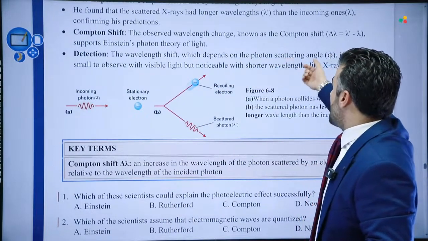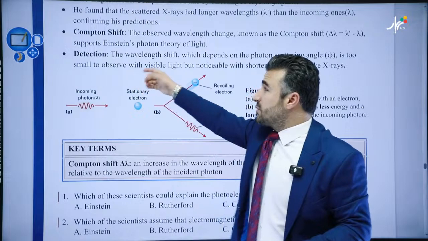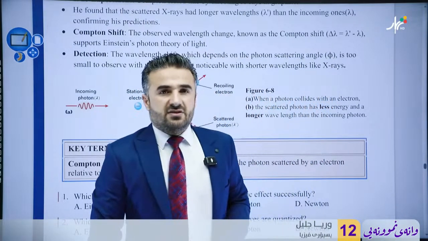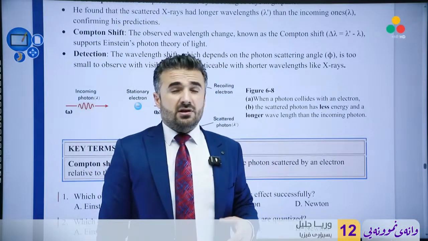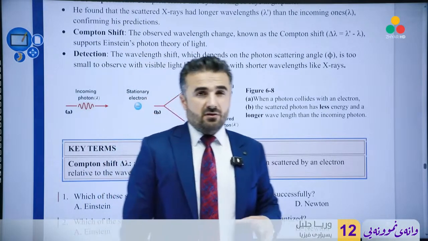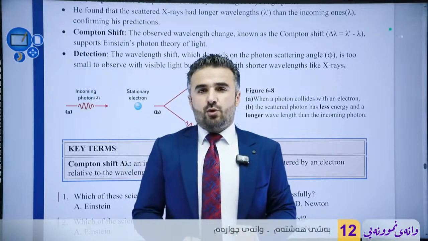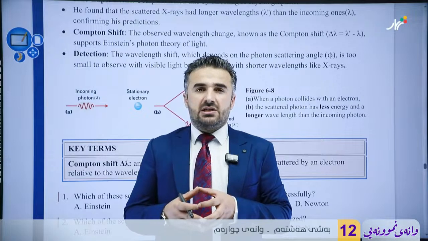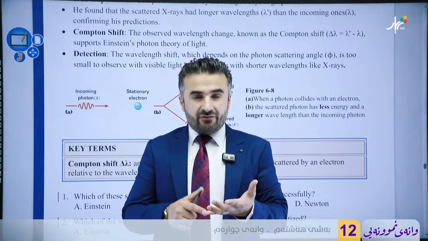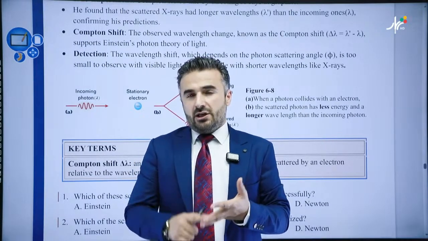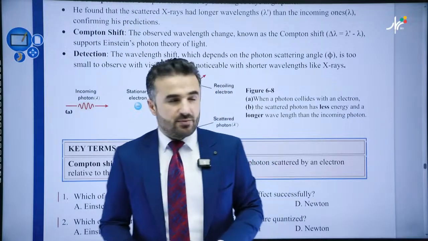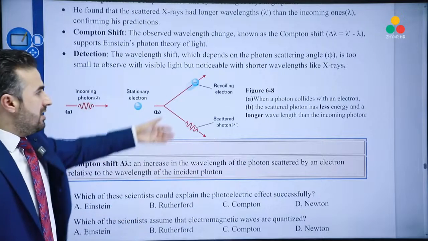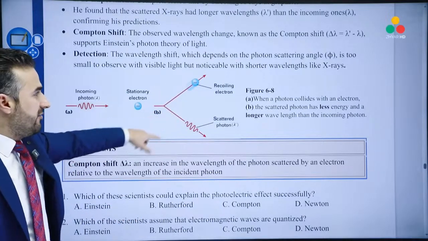It depends on the photon scattering angle, and the shift is too small to observe with visible light. That is why we have to use a very high frequency, or a very short wavelength. You might be asked a question like which of these light waves would be best to see Compton shift? They might give you infrared, visible light, UV light and X-ray. X-ray would be best because it has the shortest wavelength. The shorter the wavelength, the more significant the effect is.